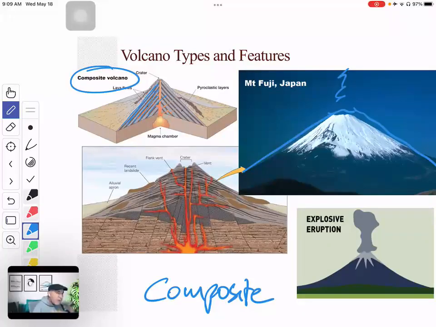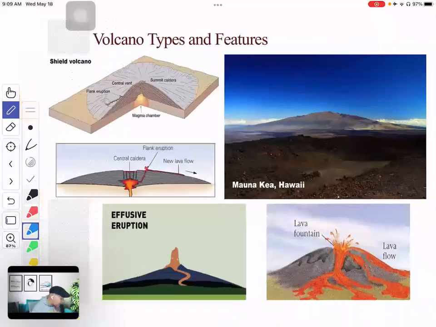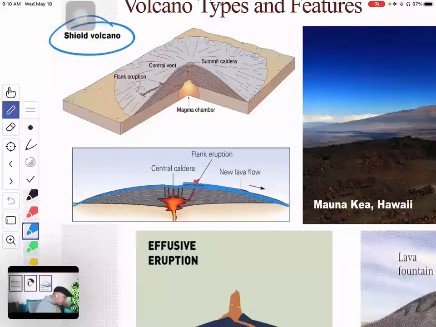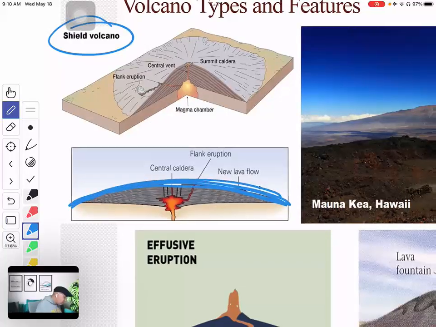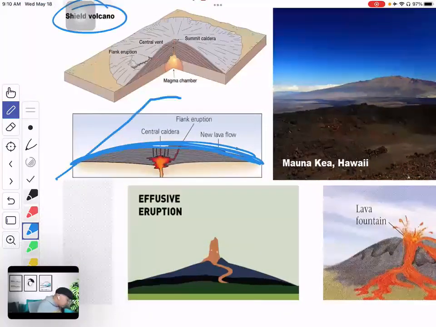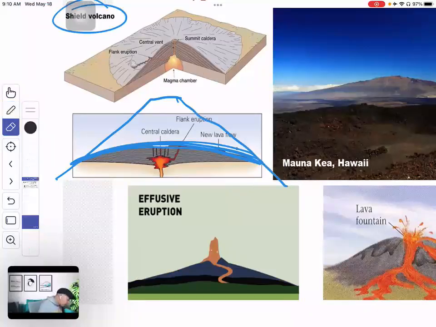And then on the other extreme, with very fluid lavas, in which ash is rarely produced, if produced at all, we have the shield volcano. It's called a shield volcano because when you look at it from the side, as you can see in this picture here, it looks like a shield. Okay, so shield volcanoes do not have that conic structure that we see in a composite volcano.